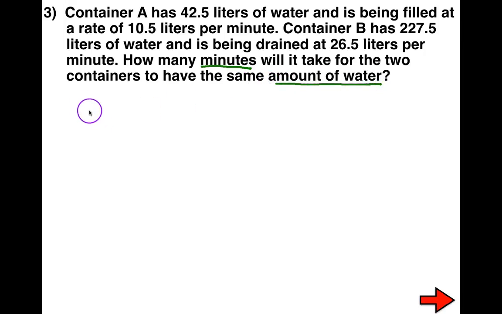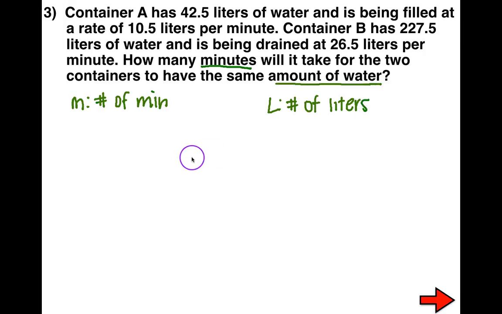So for those reasons, I'm going to go ahead and say M is going to represent the number of minutes. And then since the amount of water is measured in liters, I'm going to say L is the number of liters. Okay, so let's see, what do we have here? Well, we have one container A, so let's write that down, container A. And we have another container B.